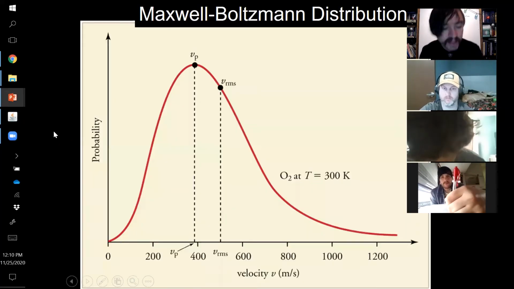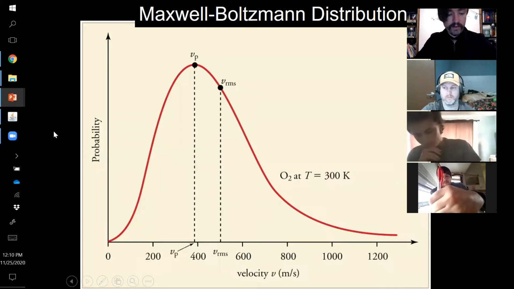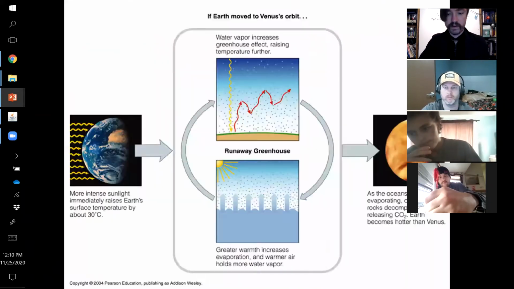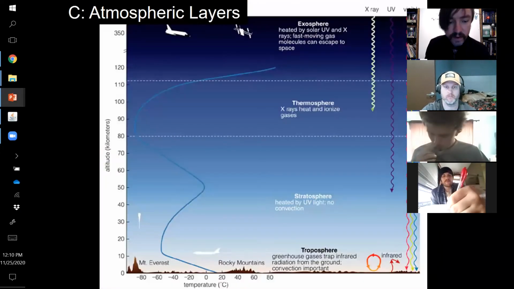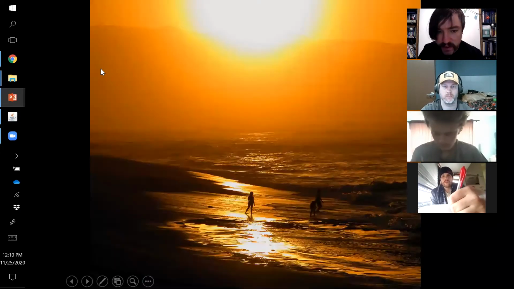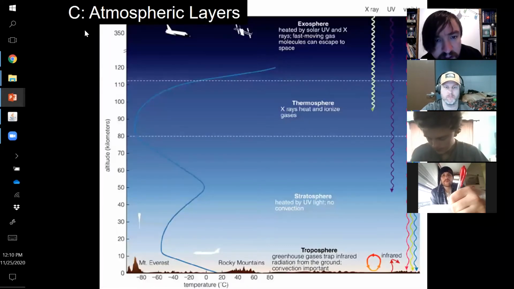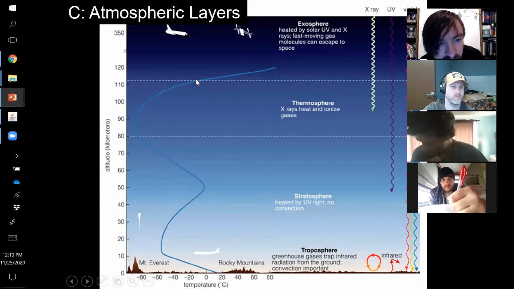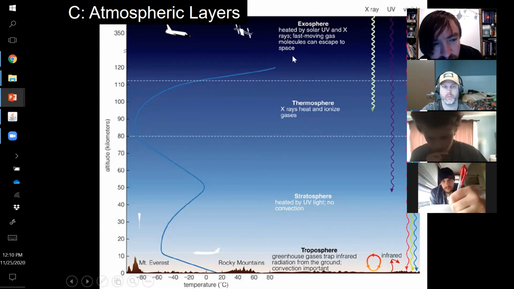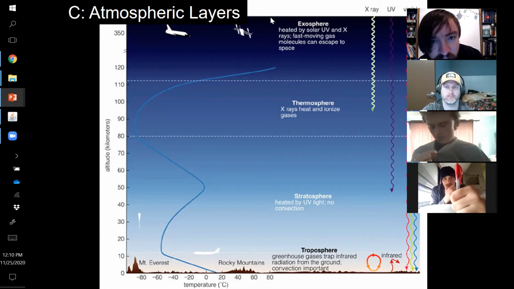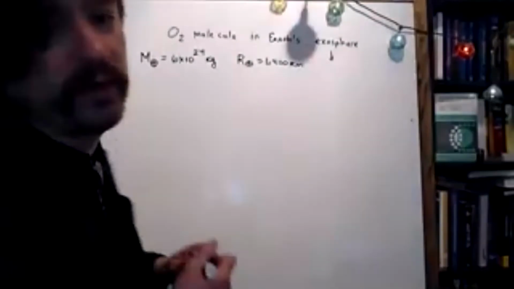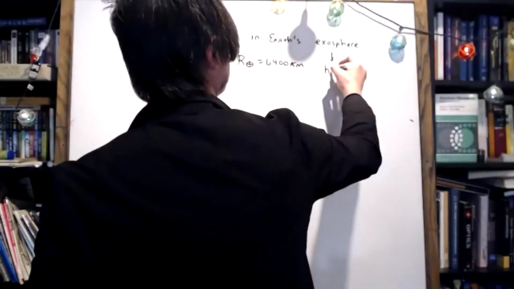let me just fact check that by going to your slide there. Somewhere around here. It looks like the exosphere starts somewhere around 112 kilometers. Let's go out to 300 kilometers, just to imagine one that's really high up there. So the height will be 300 kilometers.